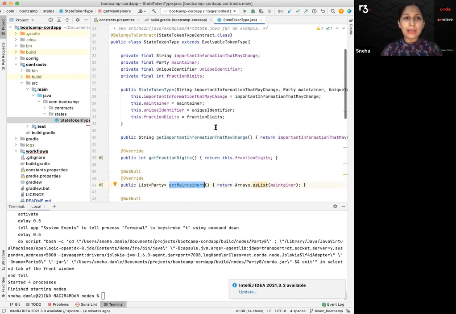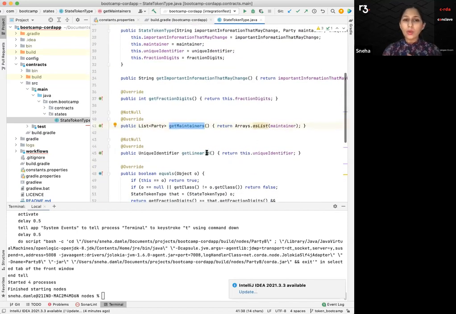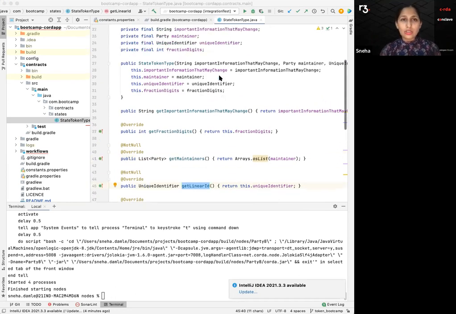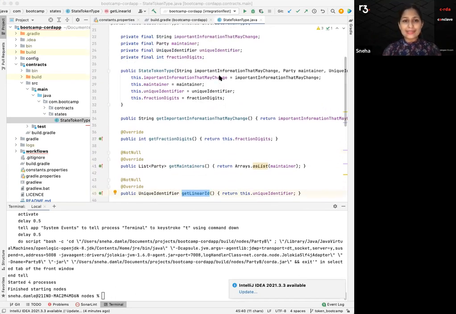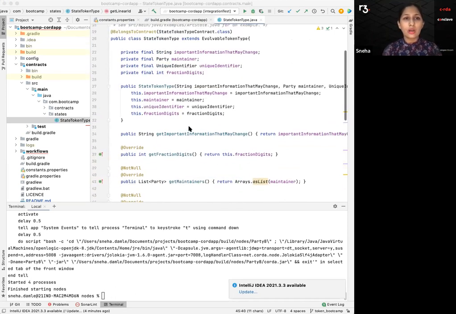And then of course, as I mentioned, the evolvable token type is internally a linear state, and that's where we have the linear ID, which simplifies the job of tracking the current version of your latest evolvable state. So this will always give you the latest evolvable state. And that's why these are the 3 things. Again, these are completely handled for you.